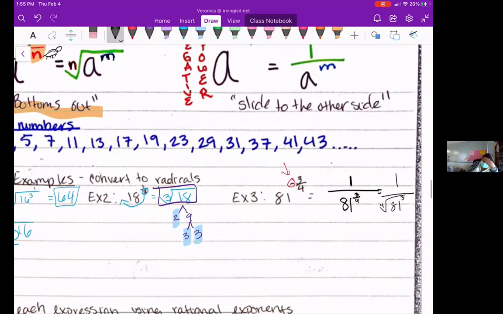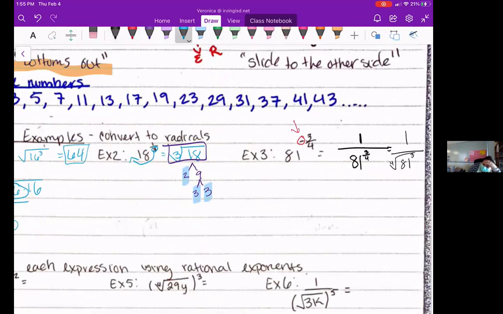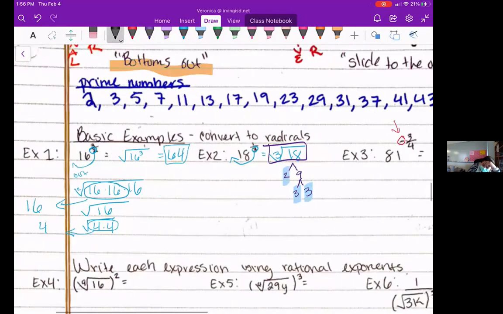Now, we could simplify that. I have the room. Why not? So if I have 1 over the 4th root of 81 to the power of 3, well, what does that mean? Oh, no, wait. This is the one I didn't want to do. Never mind. That's my final answer. We're going to leave it at that. Okay, cool. Moving on.